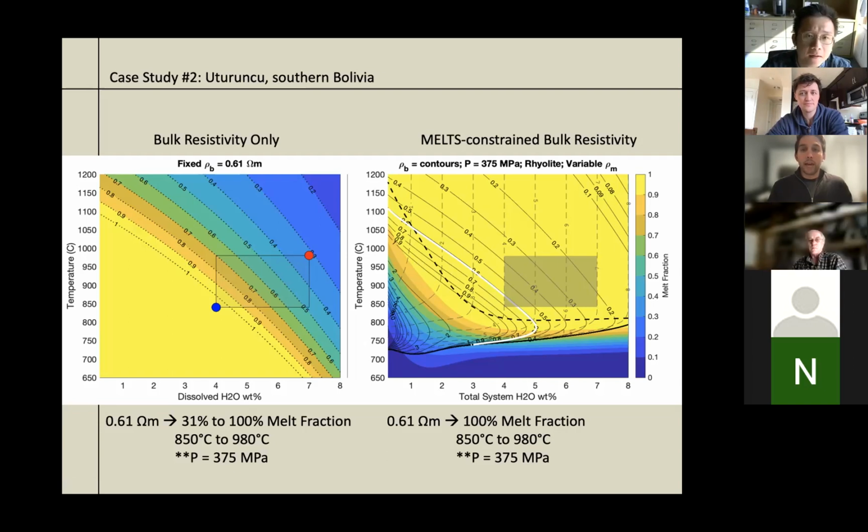I don't want to say better. Yeah, I think they just perform different functions, I guess. I think the MT is really important in that it's able to get some estimate of temperature and water content, whereas the seismic, as far as I know, can't really do that in the same way.